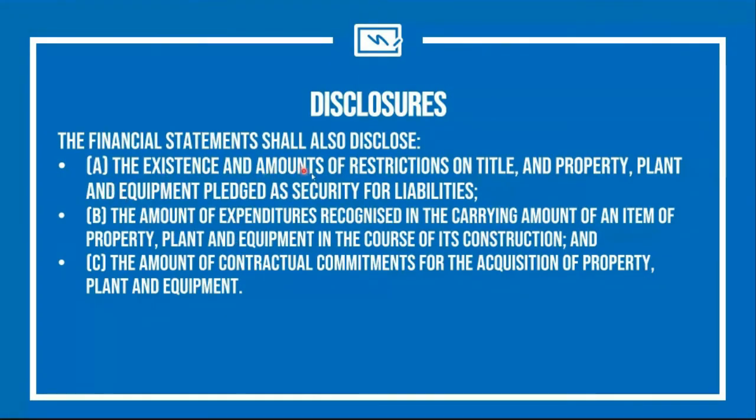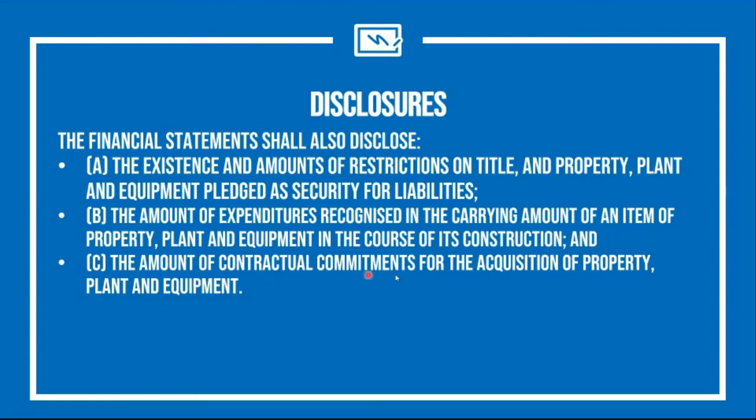First, the existence and the amounts of restrictions on title and property, plant, and equipment pledged as security for liability. So in case there are PPEs that were used as collateral or those that are subject to encumbrances. Letter B, the amount of expenditures recognized in the carrying amount of an item of PPE in the course of its construction. So you need to give a detail of the construction so that we can check whether you correctly capitalized only those items that should be capitalized.